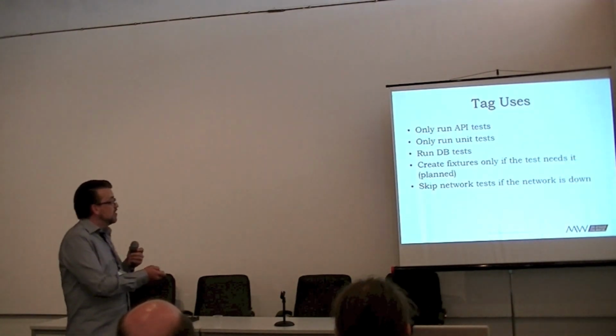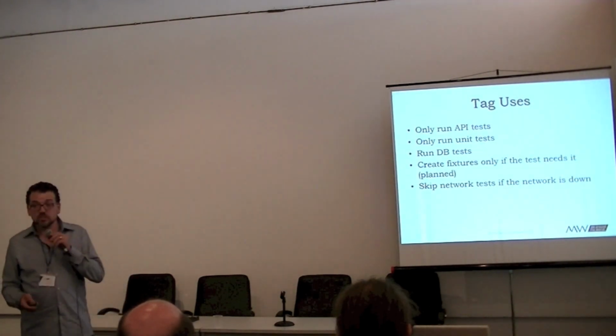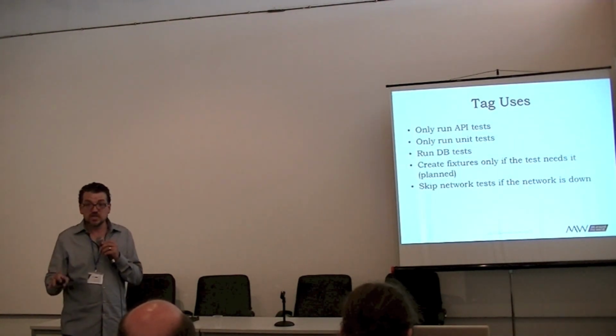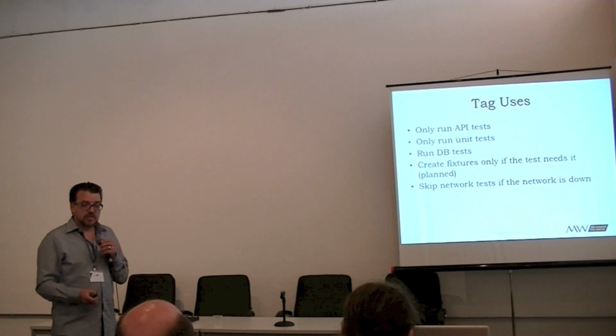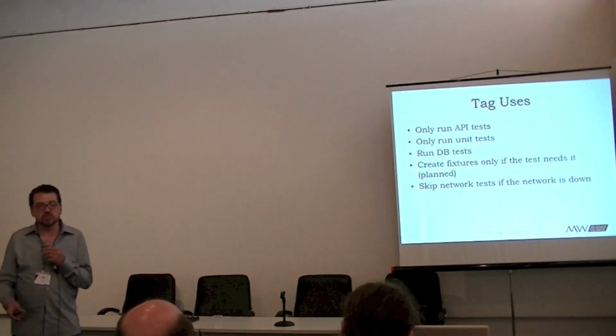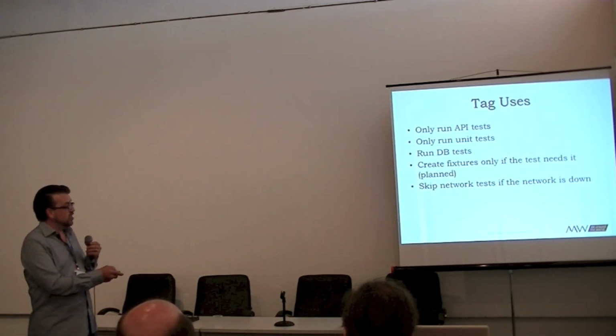Create fixtures only if the test needs it. You can actually do this now, but it's not documented, and I didn't do that because the API needs some work. So you could say, well, this test doesn't need a person object, therefore I'm not going to instantiate a person object. Skip the network test if the network is down.